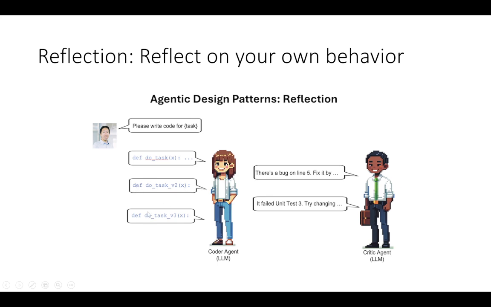Then maybe the programmer runs a unit test and it says, okay, test 3 is failing, so it tells the critic, oh, unit test 3 failed. Now it improves it. As you can see, it's a critique of the work that is done, and it's iterative. From the first to the third version, it will be much improved code. That's what reflection is all about: reflect on your own work or behavior. That is the first pattern, reflection.